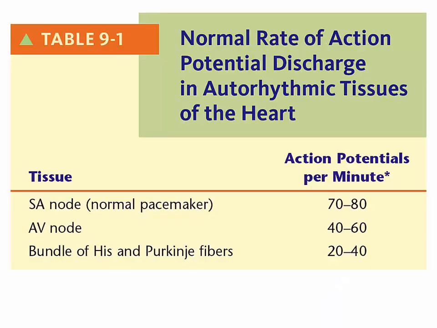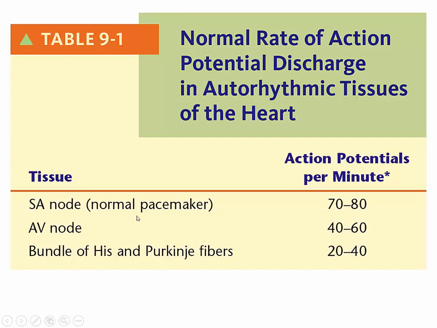If you look at the rate at which autorhythmic cells depolarize, we see that the SA node, which is the normal pacemaker of the heart, forms around 70 to 80 action potentials per minute, which is going to give you that 70 to 80 beats per minute of a heart, because that's the rate at which the SA node, the normal pacemaker, will depolarize. Now the AV nodal cells depolarize a little bit slower, at around 40 to 60 beats per minute. Bundle of His and Purkinje fibers are at 20 to 40 beats per minute.